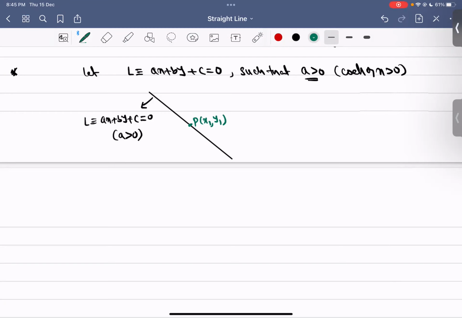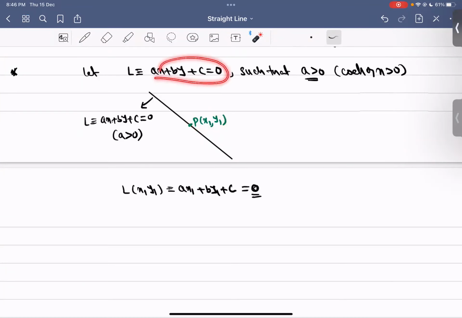We have taken the point P(x1, y1) on the line, which means that (x1, y1) satisfies the line equation, that is L(x1, y1) = ax1 plus by1 plus c. If you substitute (x1, y1) in the line equation, then it becomes 0, because (x1, y1) lies on the line, therefore it satisfies the line.